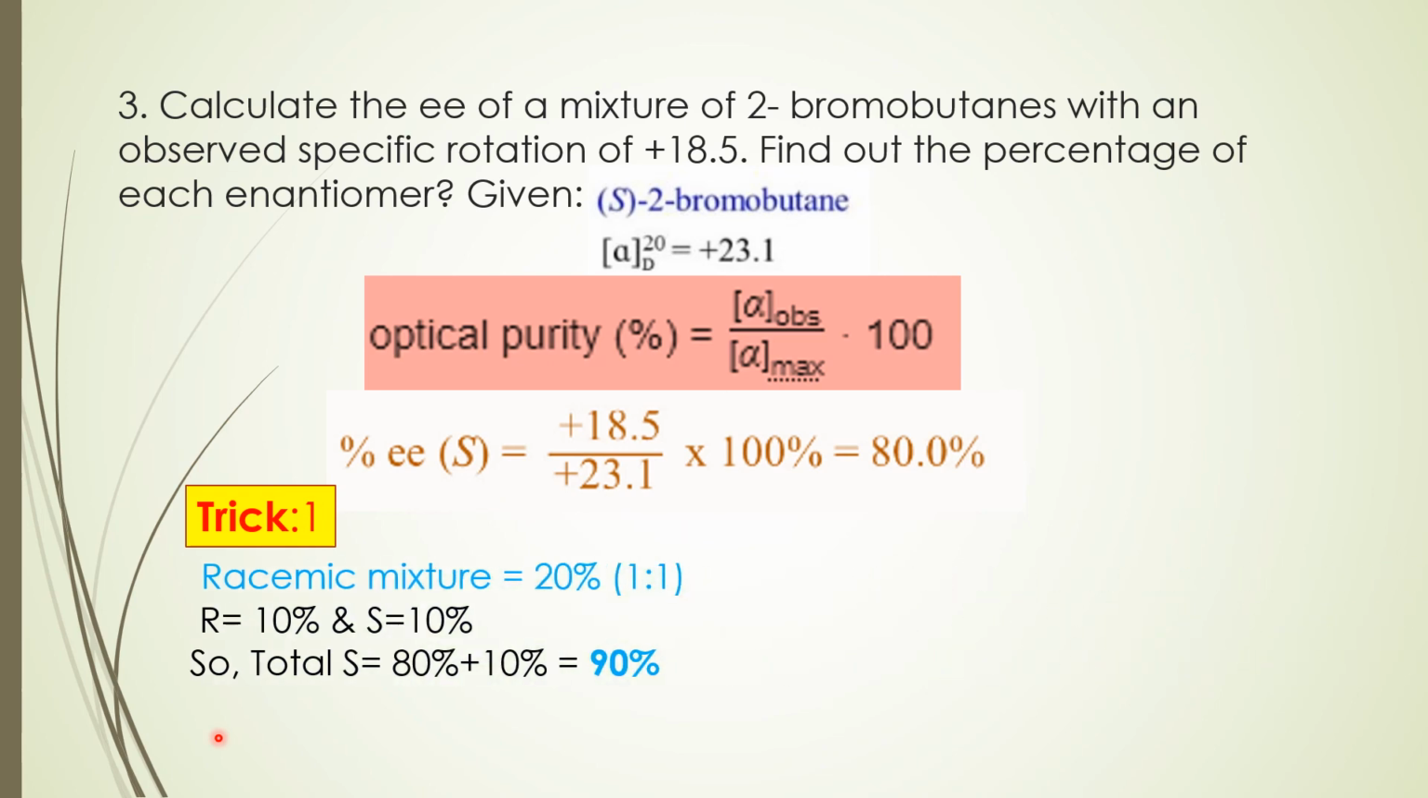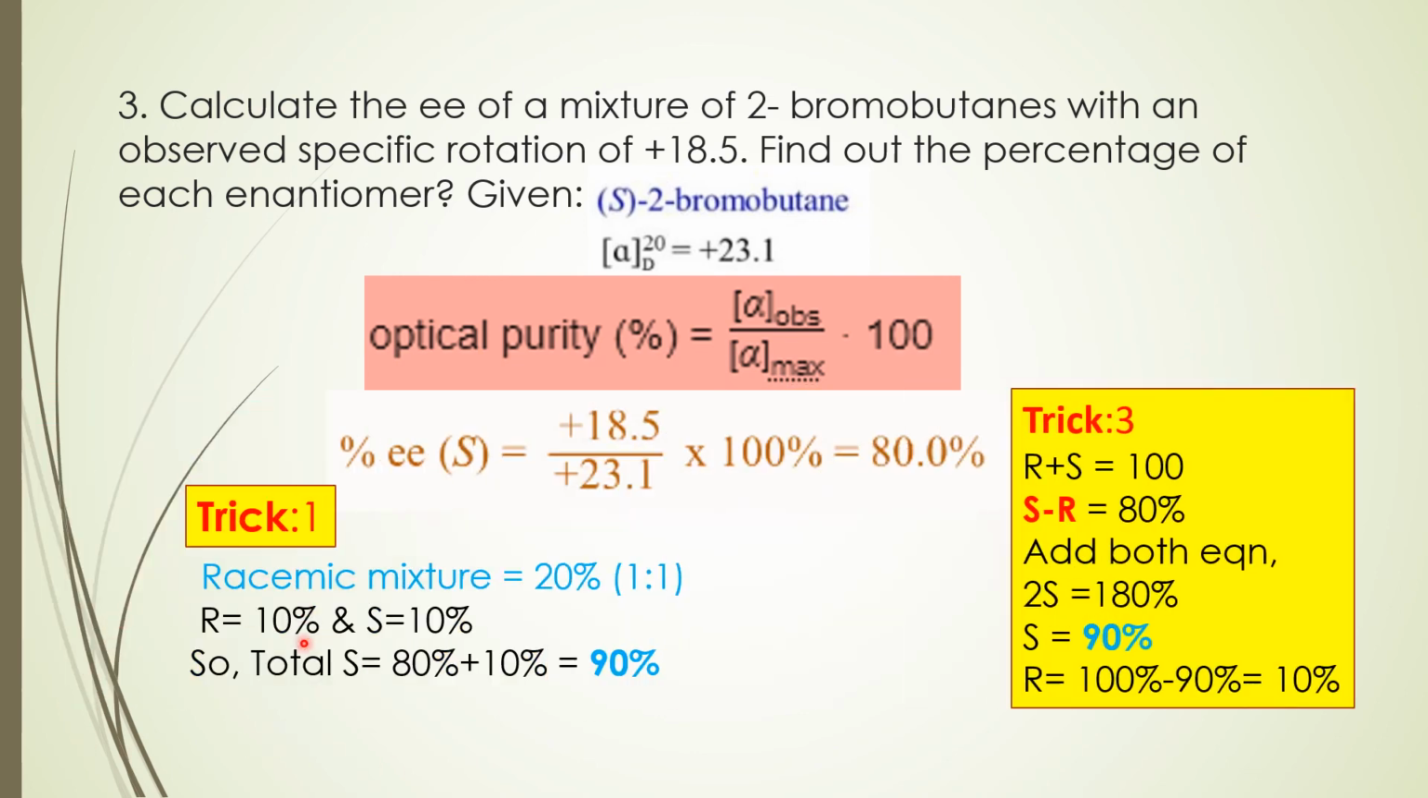What is the first trick? The racemic mixture is 20. That is 1:1. R will be 10, S will be 10. So the overall S percentage is 80 plus 10, which is equal to 90. 90% is the S enantiomer. And R is the other 10%.